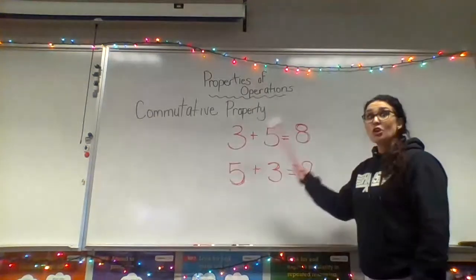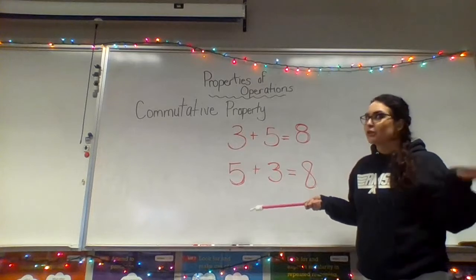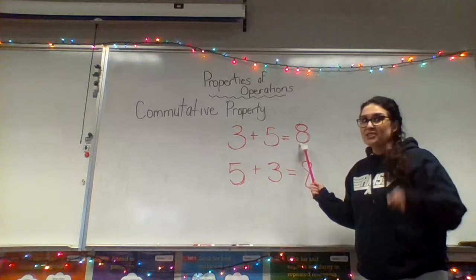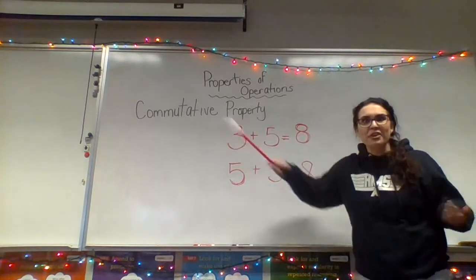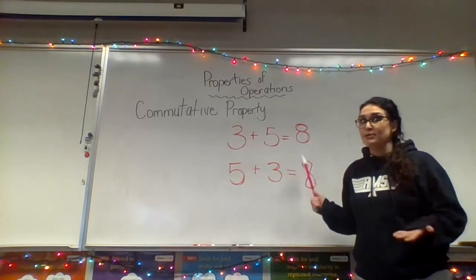This is what I mean. So let's look at this simple example. We know, we've been adding since like first grade, right? That 3 plus 5 equals 8. But we also know that 5 plus 3 also equals 8. Why? Because of the commutative property, my friends. That means that I can add these in any order and I'm still going to get 8.